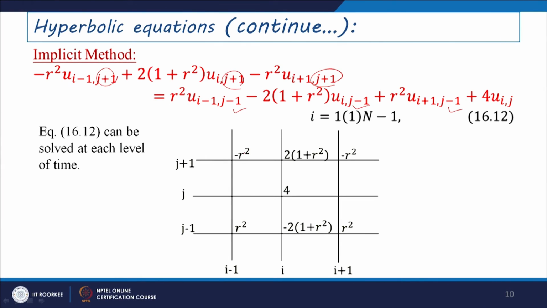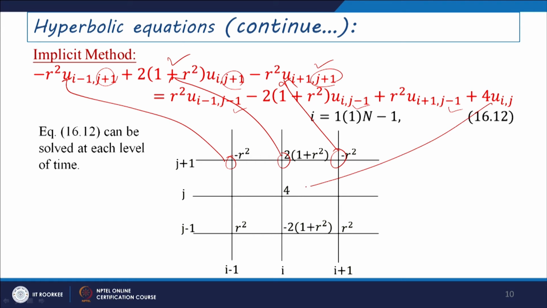And if you see this molecule here, the j plus 1 coefficient is minus r square at the i minus 1 level, at the ith level it takes 2 into 1 plus r square, and at the i plus 1th level it takes minus r square. So these 3 coefficients are taken from these values here. And the u i j coefficient is associated with the coefficient 4 here.